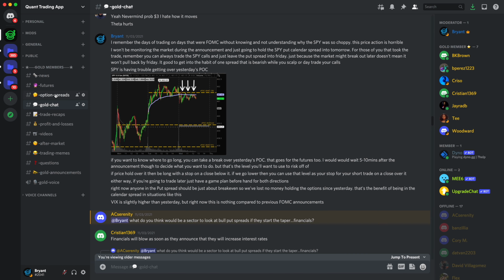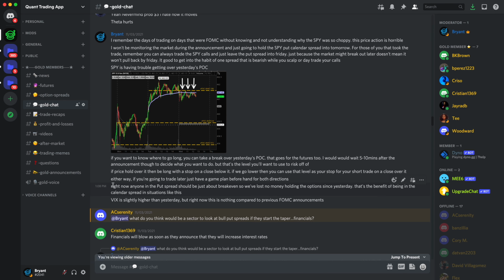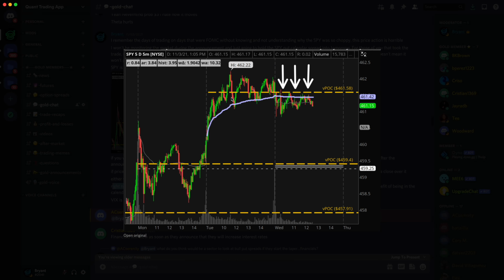Now for you guys, I ended up mentioning here, I said right now, anyone in the put spread should be just about break even. So we've lost no money holding the option since yesterday. We entered this put spread around here or so, and we're talking about almost a whole 24 hours later, and we're still break even to slightly green on the trade.